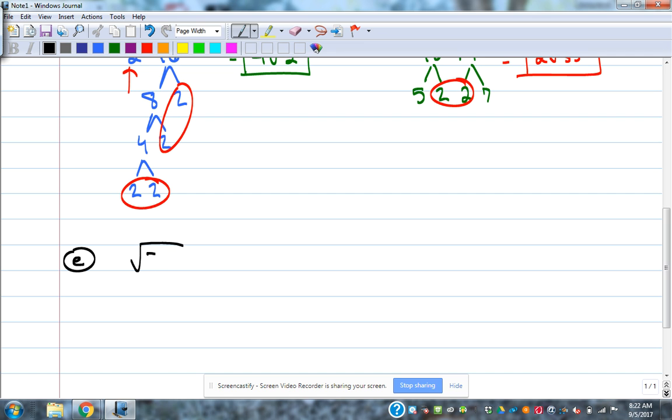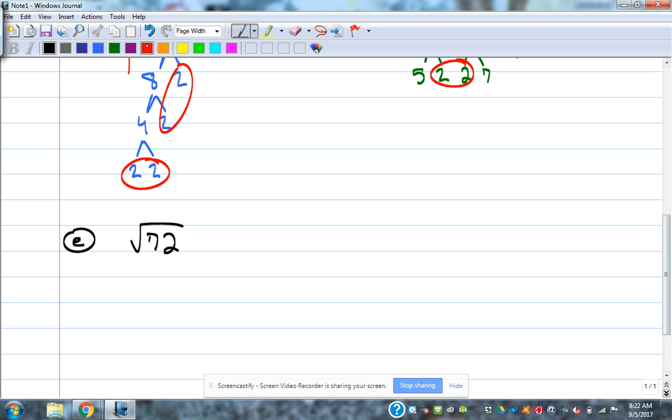Square root of 72. This is one that comes up quite a bit. What do we know multiplies to be 72? 8 times 9. One of those is a square number. The other one is not, but I'm going to break down both numbers as far as I can. So that's 4 and 2. Another 2 and 2. 9 is 3 and 3. So I have a pair of 3s, and it doesn't matter which pair of 2s you pick. I'm just going to pick those 2 that are together. And I have a pair of 2s and a pair of 3s.